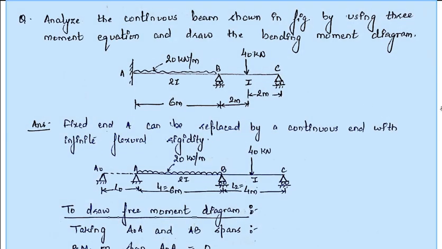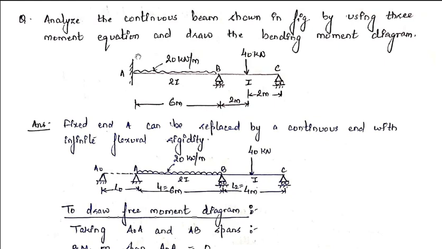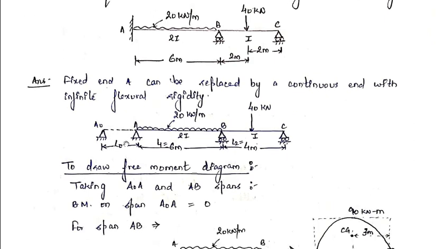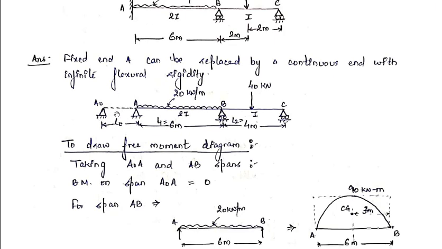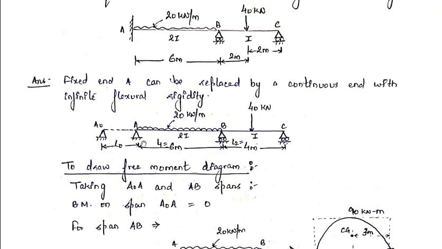First of all, let's convert this fixed support into an imaginary span having infinite flexural rigidity. So we have converted this fixed support into an imaginary span A0A, and suppose the length of this imaginary span is L0. The first thing we have to do is draw the free bending moment diagram. First we will take the A0A and AB spans, and after that we will take the AB and BC spans.